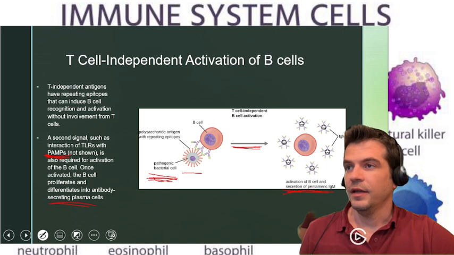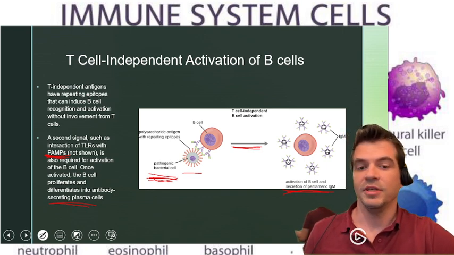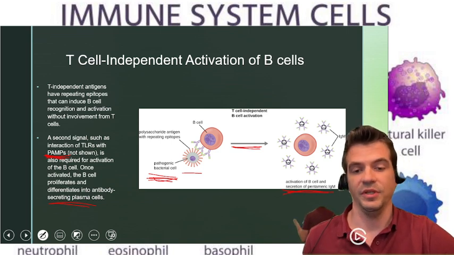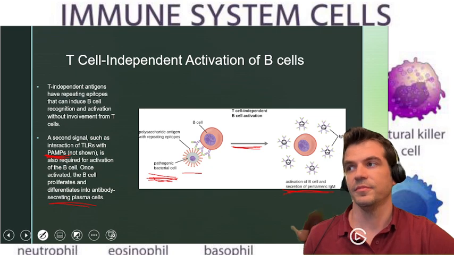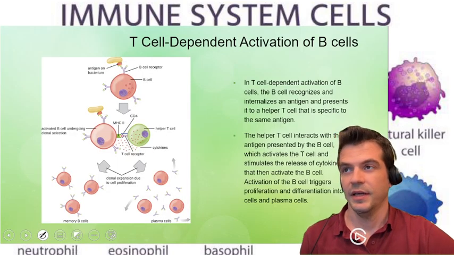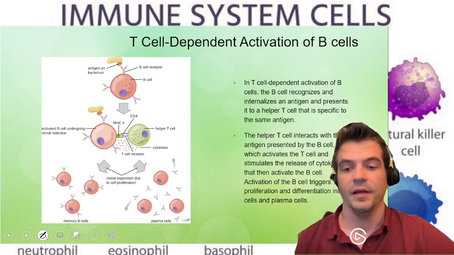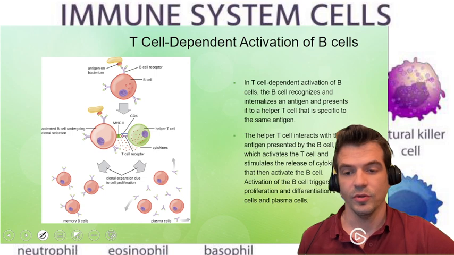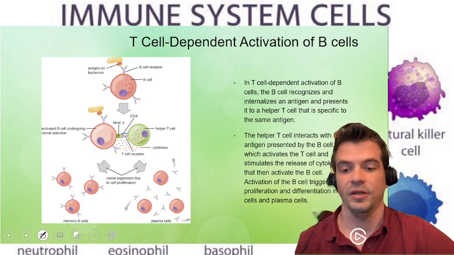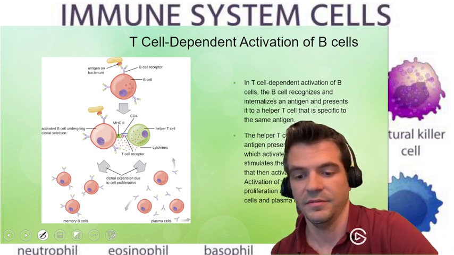Okay, and we can do that independent of T cells. And in order to do that independent of T cells, we need to have those B cell receptors that directly encounter the pathogen. In T cell dependent activation, we are going to rely on the T cell that's been activated.